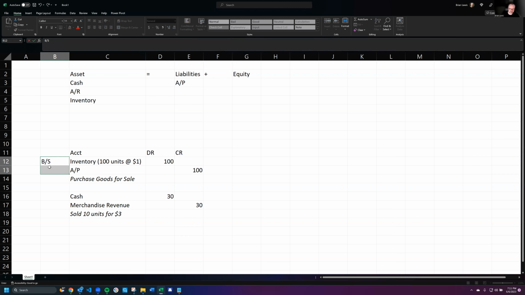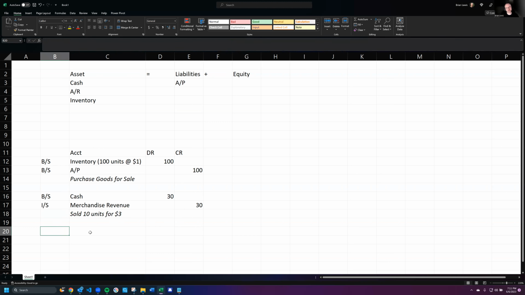Well, balance sheet accounts. It's not really BS, but you know, it is BS. Balance sheet accounts, balance sheet. And then this is an income statement, an IS account, right? So now my income statement just shows merchandise revenue. It doesn't show any cost associated with it.